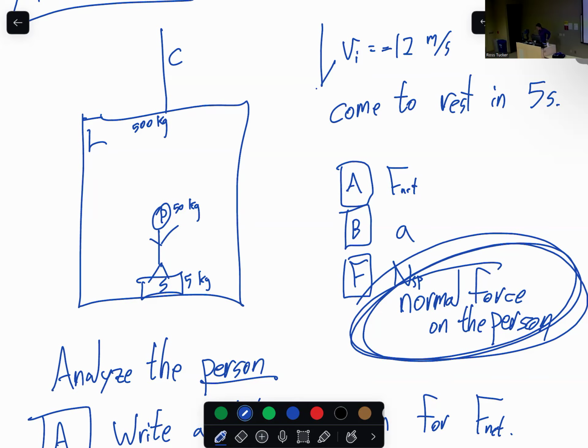Another question, to find the weight force, do we use the mass of the person? If we're talking about the person, use the person. If I ask the weight force on the person, I don't use the mass of the scale. I don't use the mass of the elevator.